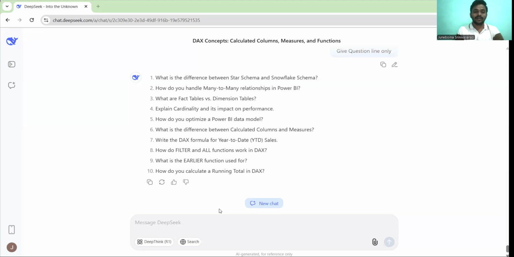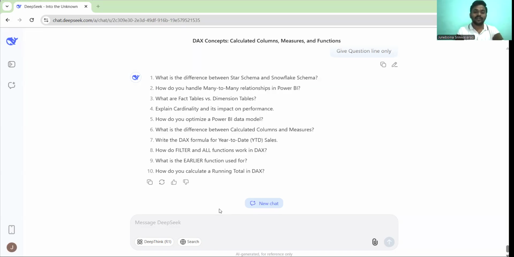In star schema, all the dimension tables are connected directly to the central fact table. There is a direct relationship from the fact table to dimension tables. All the fact and dimension tables are arranged like a star pattern. So that's why the name itself is called star schema.